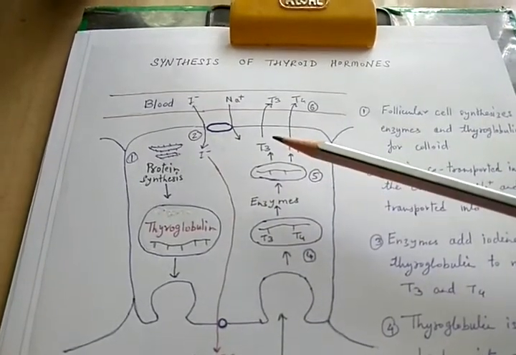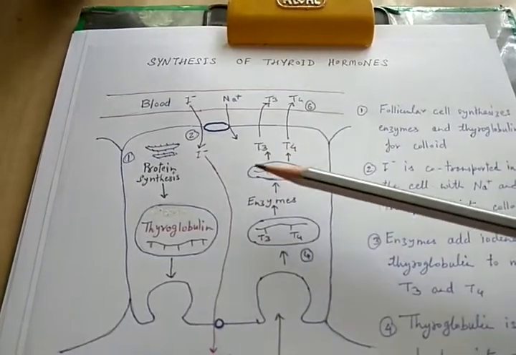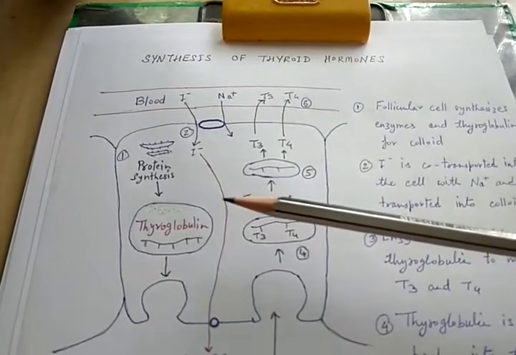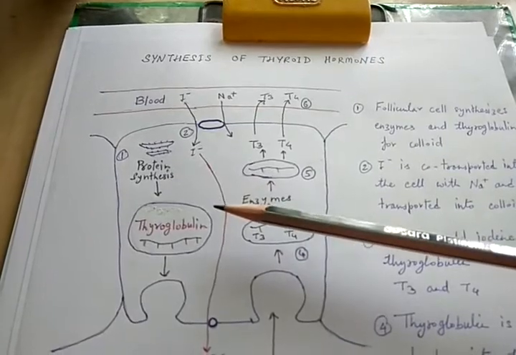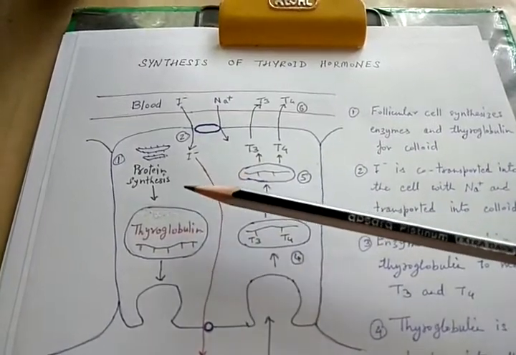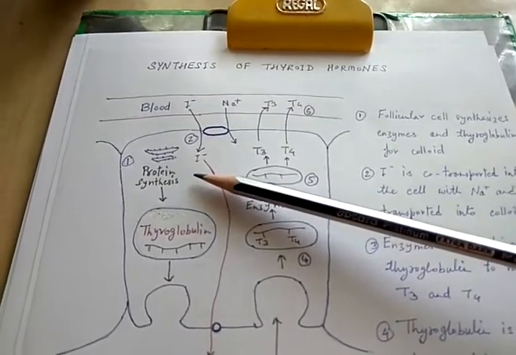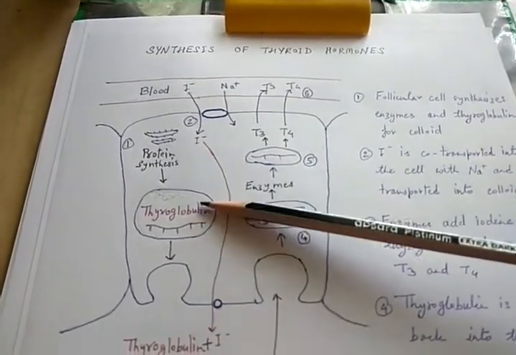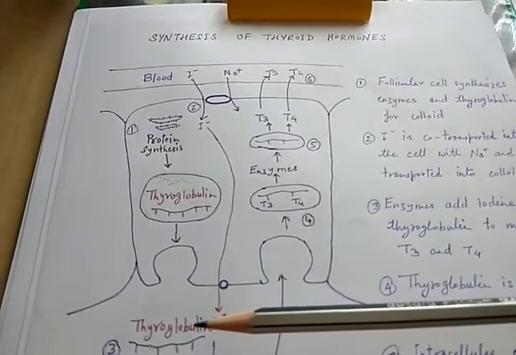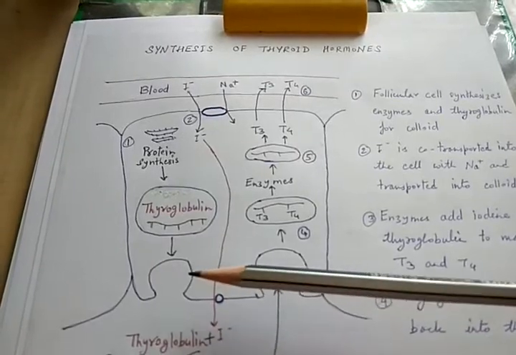Thyroglobulin is actually a large glycoprotein molecule that is synthesized in the follicular cell itself. So the thyroglobulin molecule is synthesized inside the cell itself, you can see, and it is released to the lumen of the follicle by the process known as exocytosis.